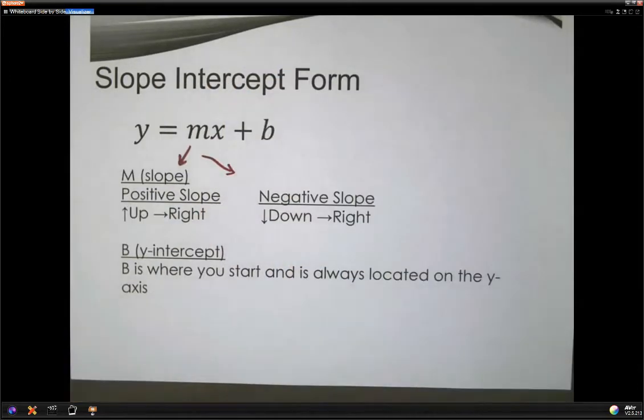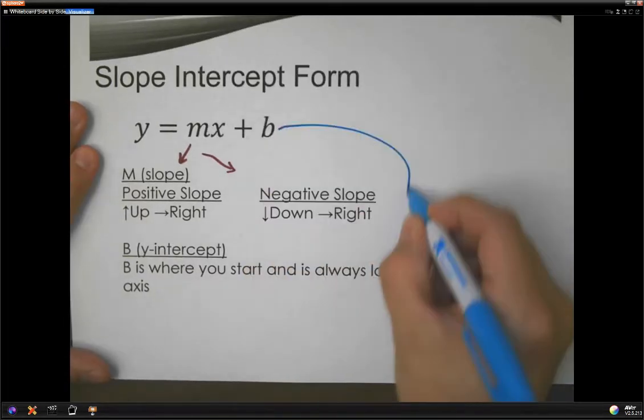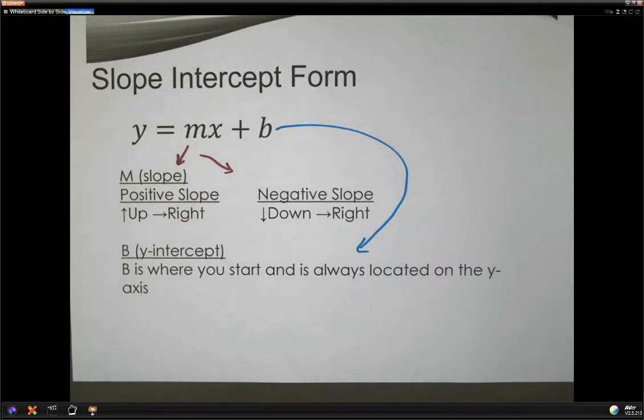So depending on whether the slope is positive or negative, we're either going to go up and to the right or down and to the right. The other thing that we're going to need is the y-intercept. That is where we always start, okay? And remember, the y-intercept is always located on the y-axis. So our goal today is to make sure we get all our inequalities in slope-intercept form. Once they're in slope-intercept form, we'll be able to use this to guide us on how to graph those inequalities.